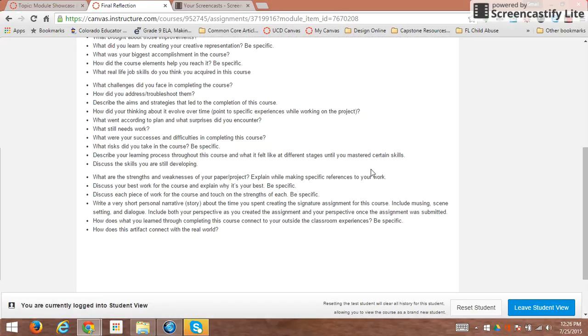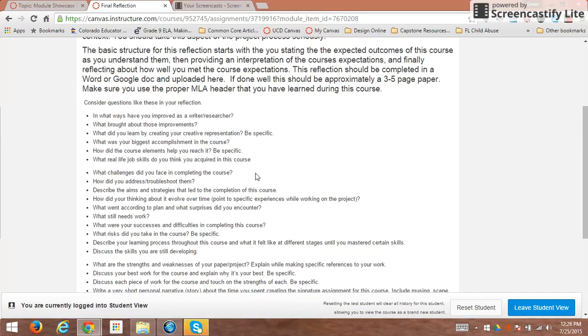One thing I thought was fun is maybe thinking about whether their artifact connects to the real world. Does it connect to their own personal narrative, their own story? Is it something that they are proud of? Is it something that they think reflects college work or career work? Really analyzing their own work and owning how well they have done throughout this process.